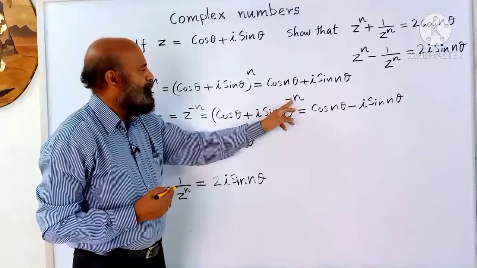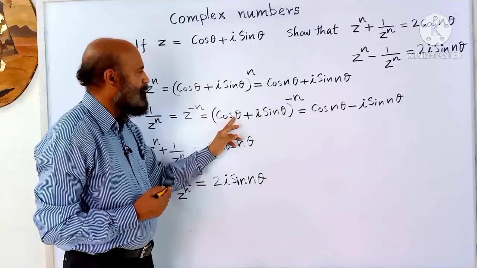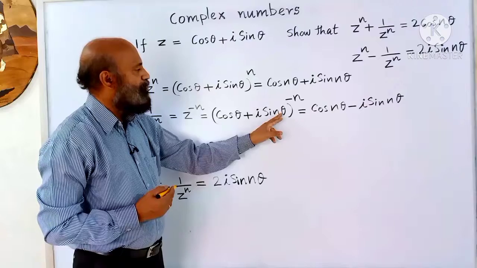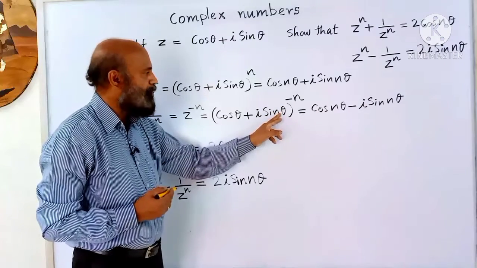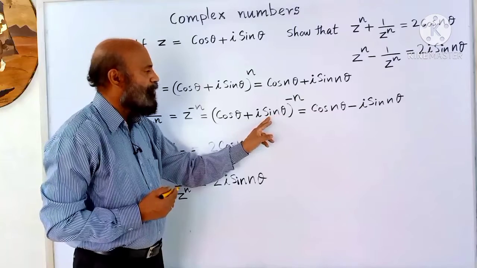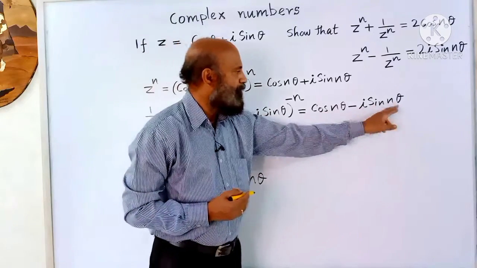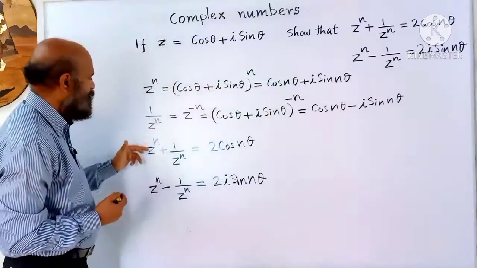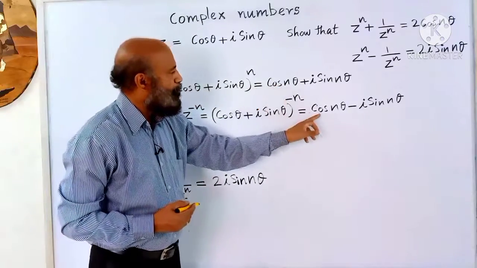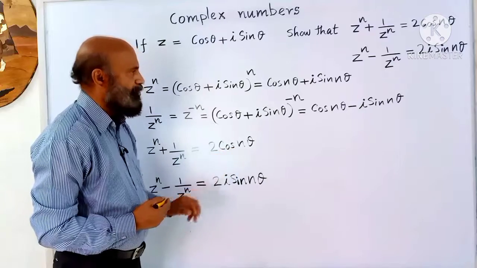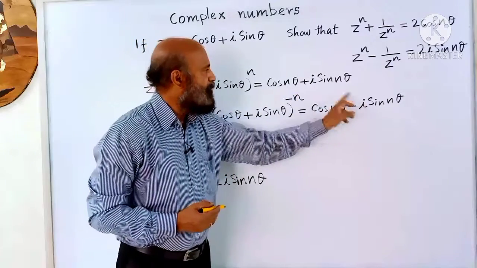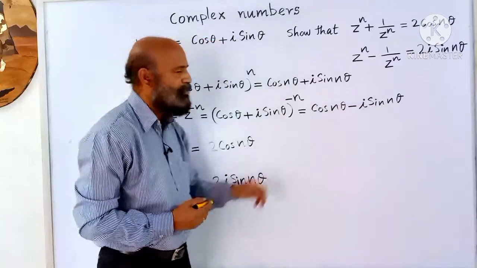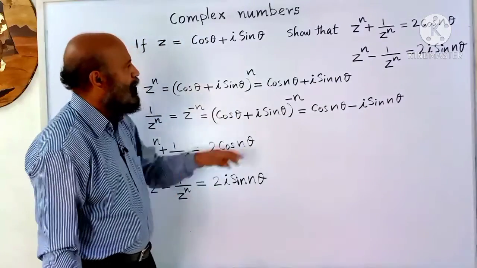Because when you take this minus n inside, it will be cos minus n theta, but cos minus n theta is the same as cos n theta. Then sin minus n theta is equal to minus sin n theta. Now add these two. When we add cos n theta plus cos n theta, it will be 2 cos n theta. The i sin n theta and minus i sin n theta will get cancelled. So we are getting 2 cos n theta.